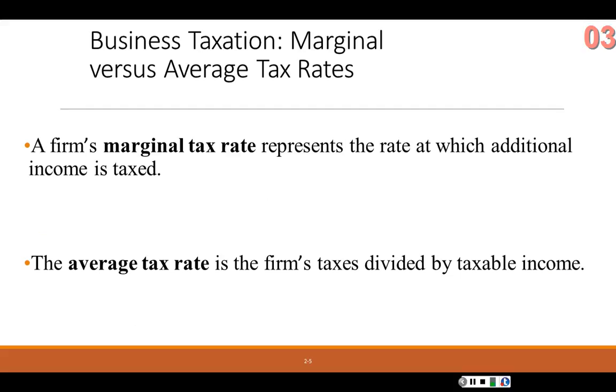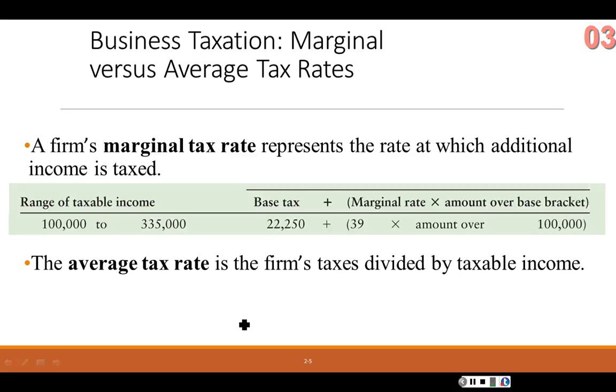The marginal tax rate is the rate at which additional income is taxed. For the example we just looked at, it was 39%. If I were to ask you what the marginal tax rate is, there aren't any equations that you have to memorize. You simply have to look at the corporate tax rate schedule that will be provided, find the marginal tax rate, and that's the answer. So for Weber, the marginal tax rate is 39%.